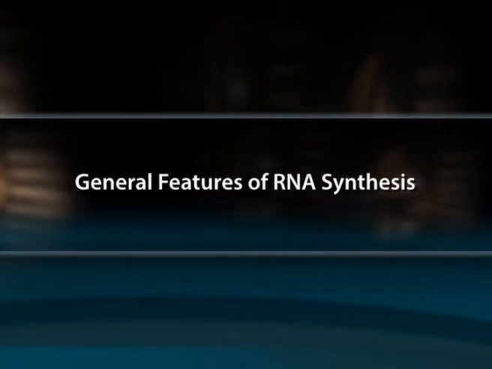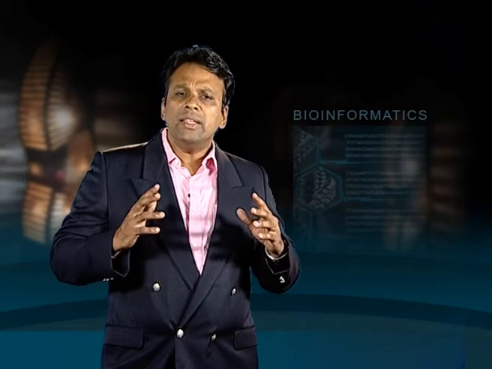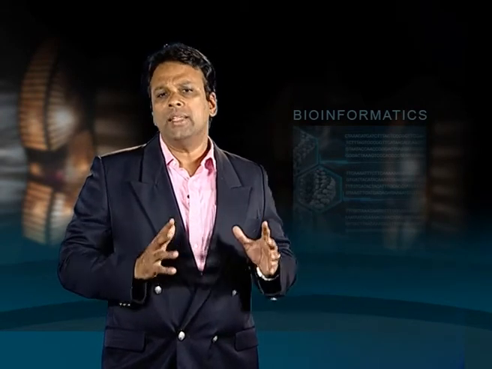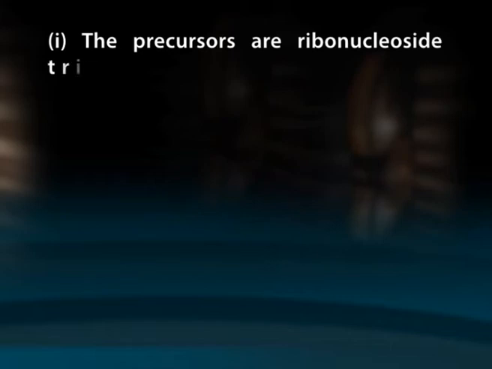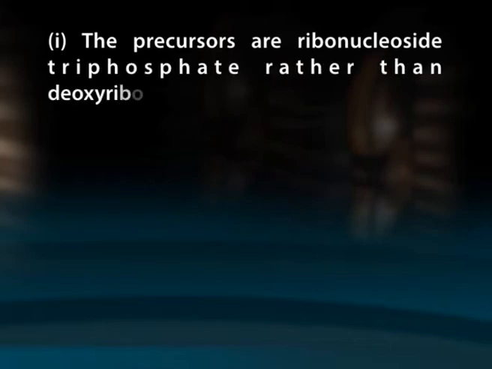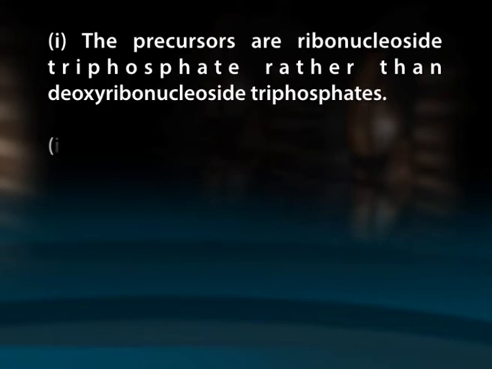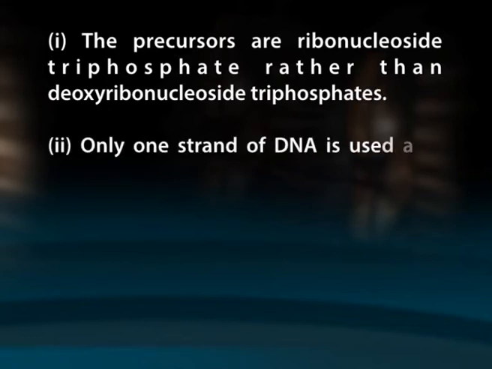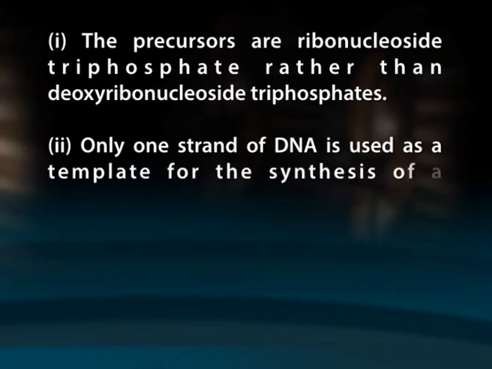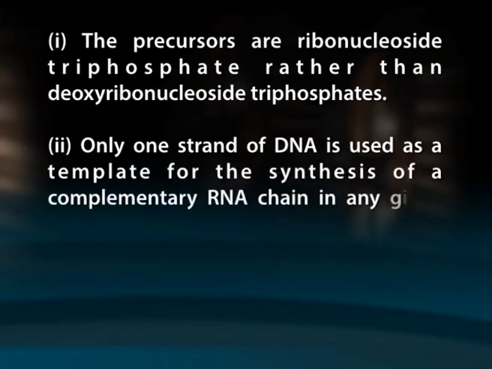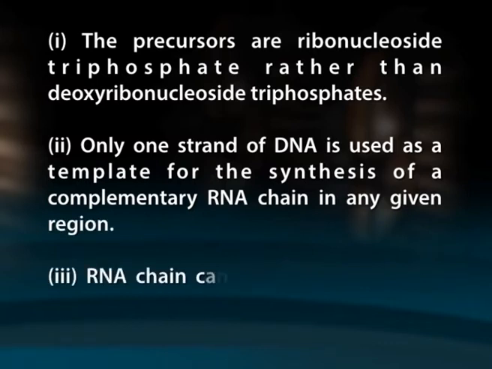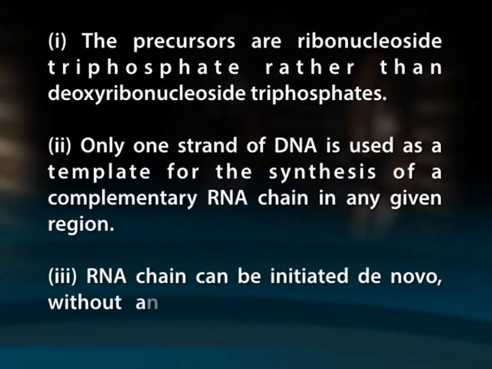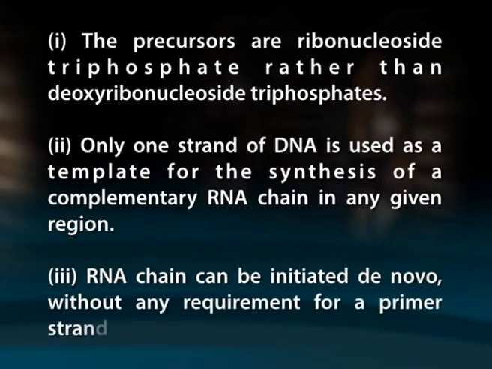General features of RNA synthesis. RNA synthesis occurs by a mechanism that is very similar to that of DNA synthesis, except that: 1. The precursors are ribonucleoside triphosphates rather than deoxyribonucleoside triphosphates. 2. Only one strand of DNA is used as a template for the synthesis of a complementary RNA chain in any given region. And 3. An RNA chain can be initiated de novo without any requirement for a primer strand.